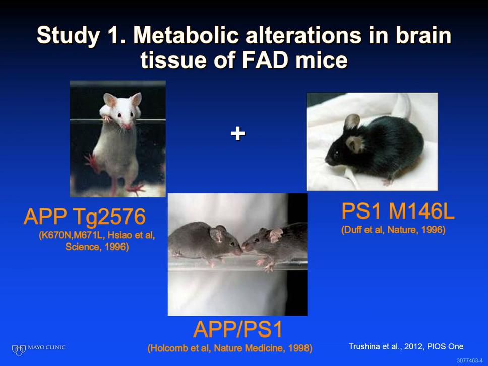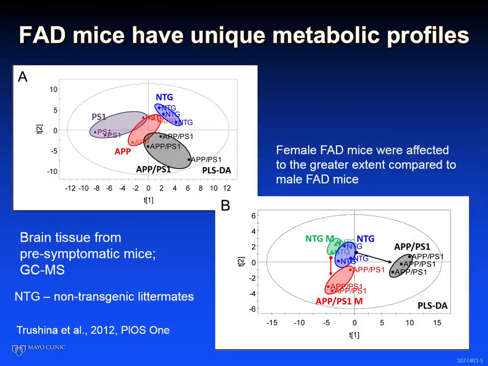And when we study metabolic signatures in the brain tissue of these animals in pre-symptomatic stage, so very early, before these animals have any cognitive impairment, what we found is that these animals had very distinctive metabolic signatures, but all of these changes were associated with energetic stress. What was also interesting, and I hope led to the grant that we're working on right now, we found that in female mice, the metabolic alterations were more pronounced than in male mice.